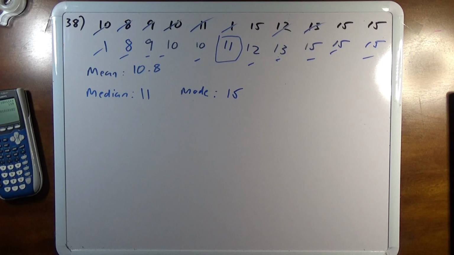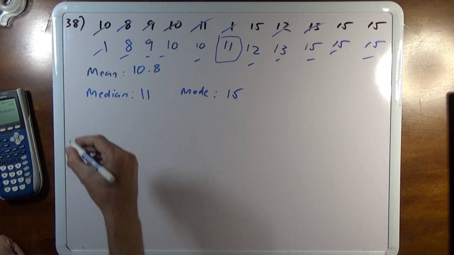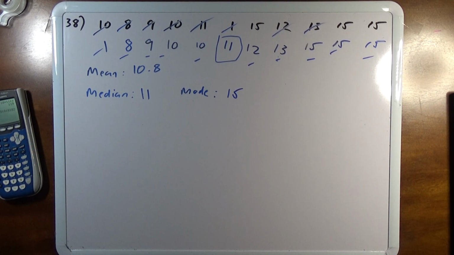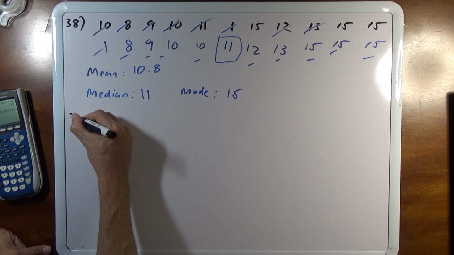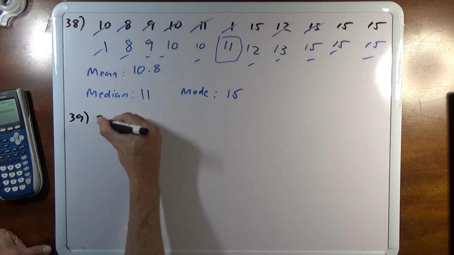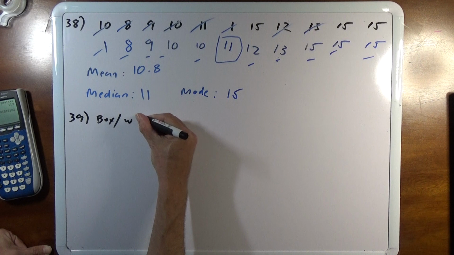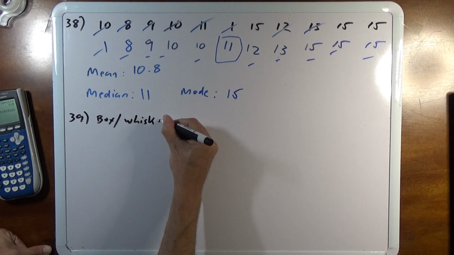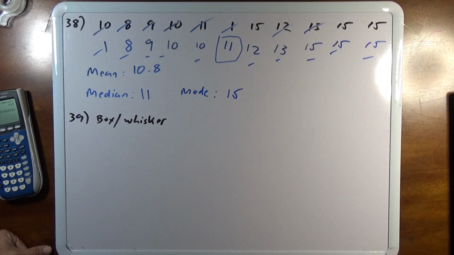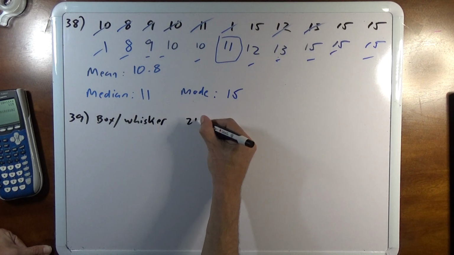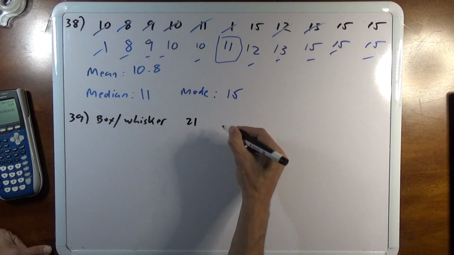Okay. Make a box and whisker plot. Okay, box and whisker. 39. A different set of data. We should be able to do it down here. And then how many? Okay, 21, 30, 26, 29.